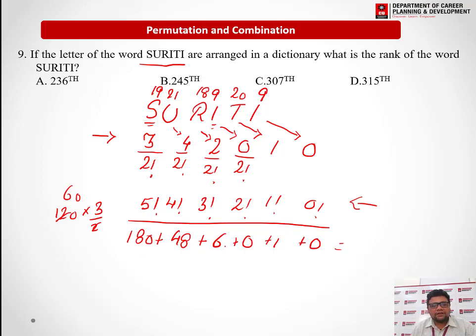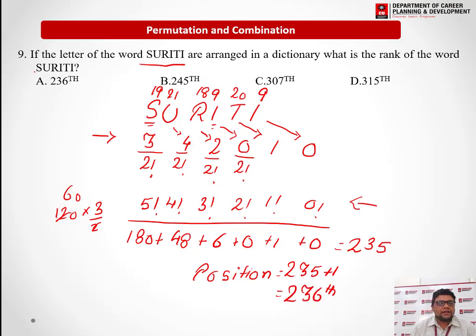Add all these values: it will be 6 plus 8, that is 14, plus 1, 15. So 5, 1 will carry. 4 plus 8, that is 12. 3, 1 will carry. 235. So there are 235 words to the left of Suriti. So the position of Suriti will be 235 plus 1, so it will be 236. So the rank of Suriti is 236.